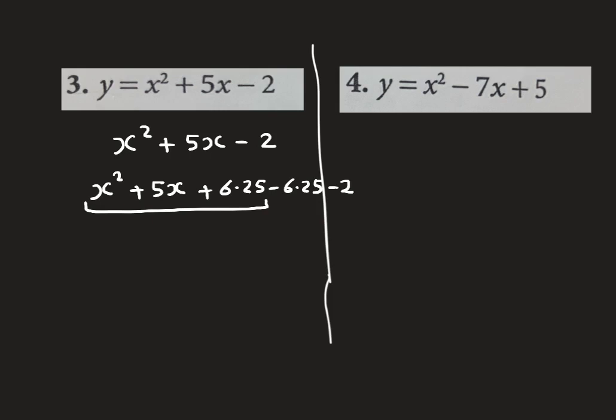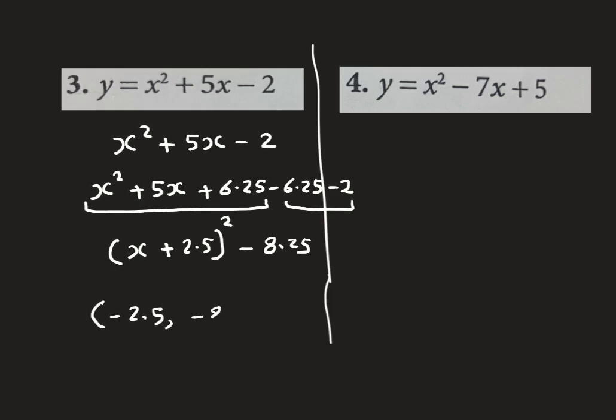The first trinomial will be a perfect square, so it can be written as x plus 2.5, the square root of 6.25, all squared, minus 6.25 minus 2, which will be minus 8.25. Now the turning point is negative 2.5 and negative 8.25.